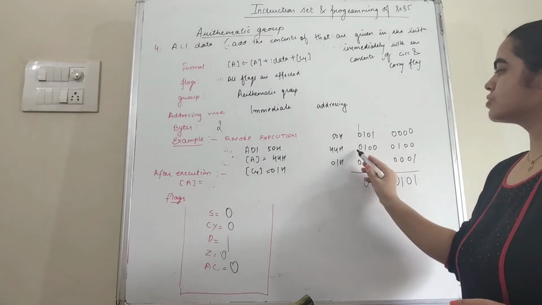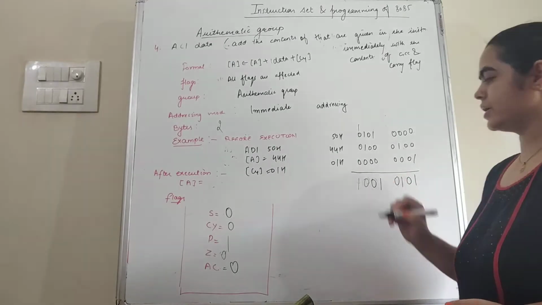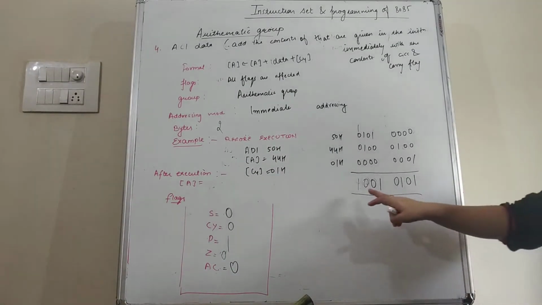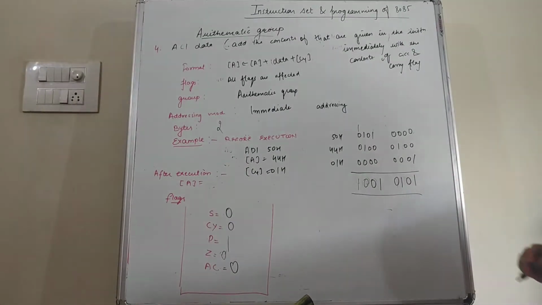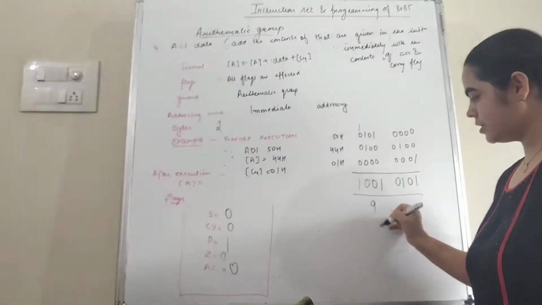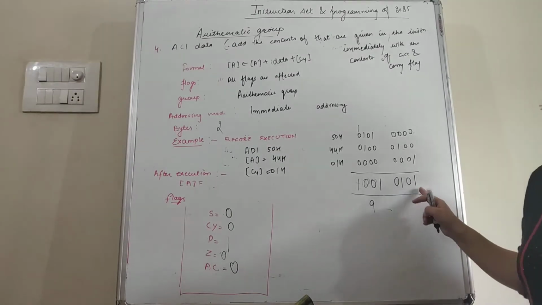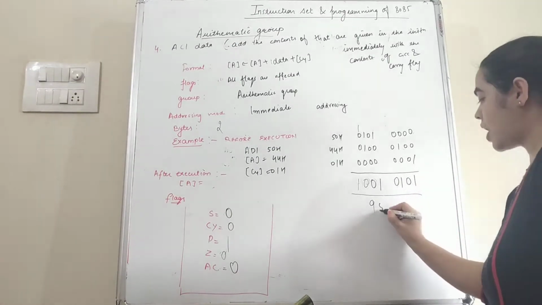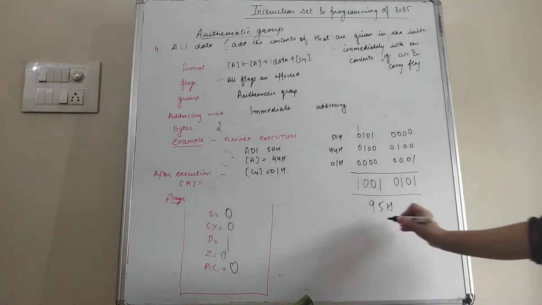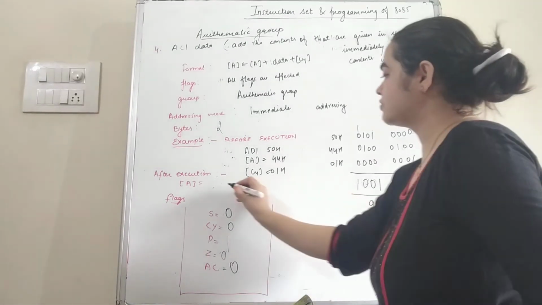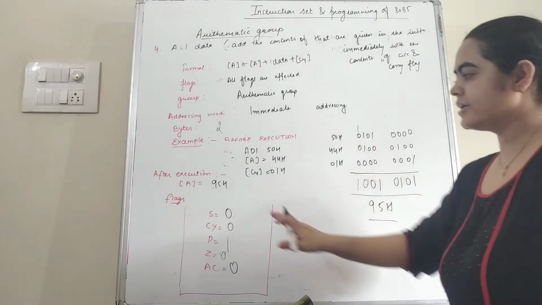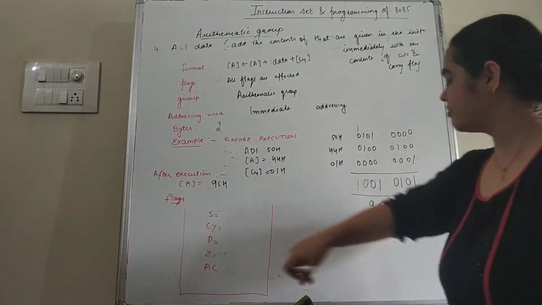So 1 plus 0 plus 0 plus 0 is 1. So the output of this addition is 1001 0101. So 1001 is 9 and 0101 is 5. So the answer is 95H. After the execution of this instruction, the accumulator has contents 95H, while we can see the flags.